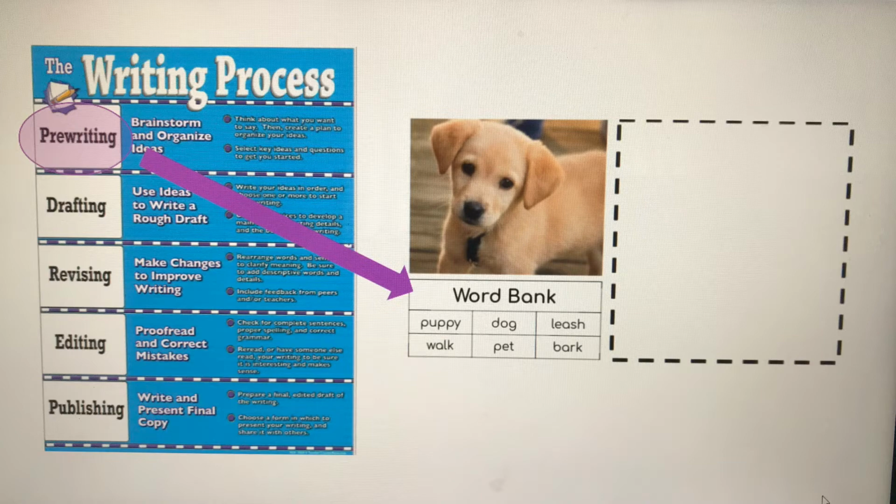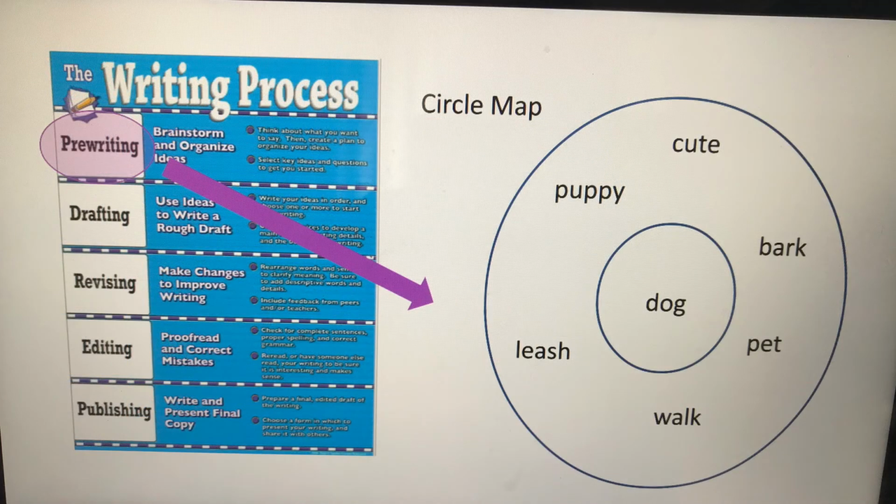So on your paper, make a circle map like you'll see next. A circle map can help us just brainstorm even more ideas. So in the middle of the circle map, the topic is dog, and we have all those words from the word bank. I want you to think about if you have any more words that you could write in that word bank and write them in your notebook, and think about that puppy. Maybe you want to talk about what kind of dog it is, or what color it is, or what kind of fur it has, how old it might be. Go ahead and write down your ideas.